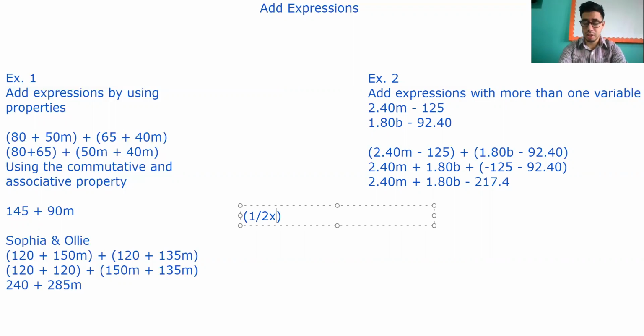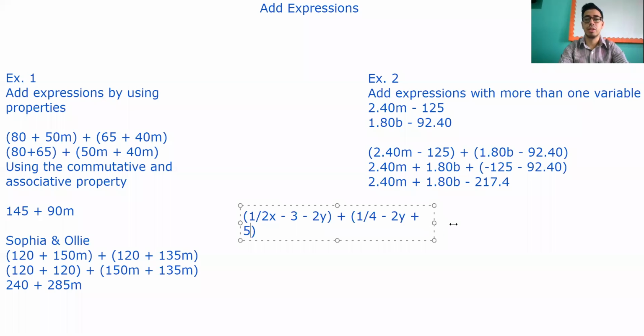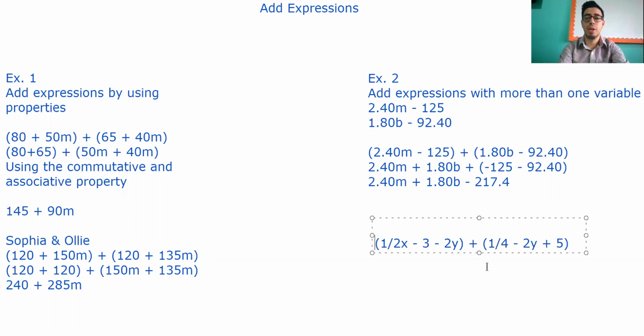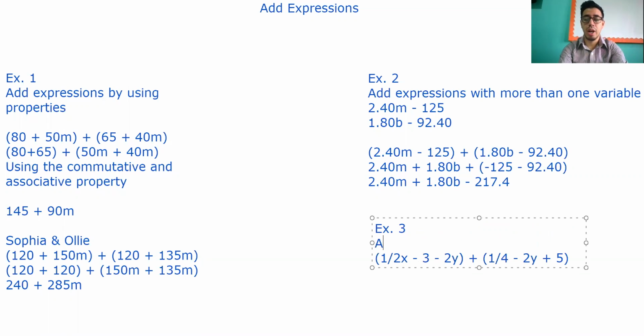1/2x minus 3 minus 2y. Okay, and we need to add this with the other expression that we have in here. The other expression is 1/4x minus 2y plus 5. So this is the expression that we have. I'm going to move it maybe in here. And I'm going to write that this is the example 3. Add more complex expressions. Okay.